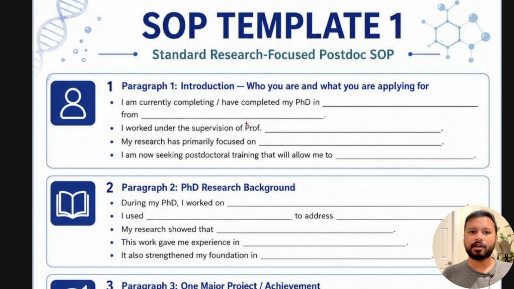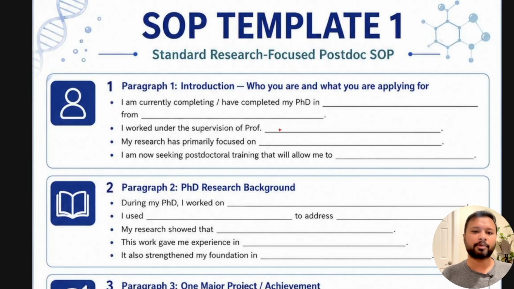Okay, so let's start with this. This is the first template. This is for a standard research focused postdoc SOP. So your first paragraph is where you are introducing who you are and what you are applying for. You will start with, I'm currently completing or have completed my PhD, depending upon whether you are waiting for your final defense or whether you have already defended. You have to mention that, from so and so institute. So your field and your institute.